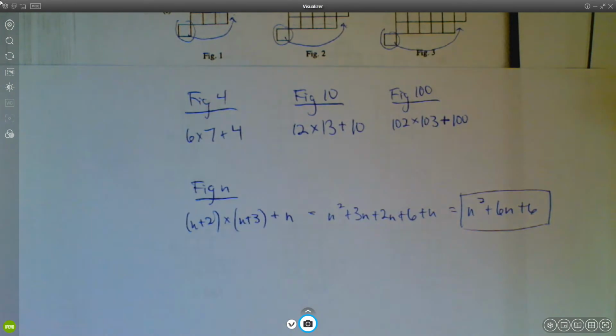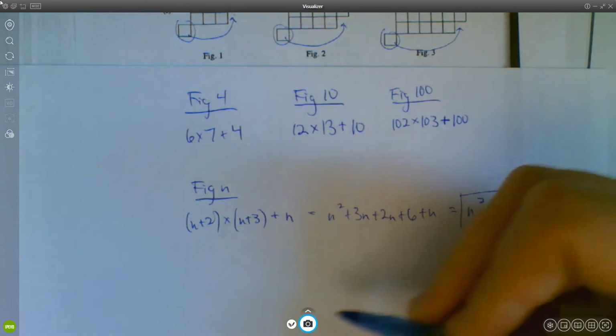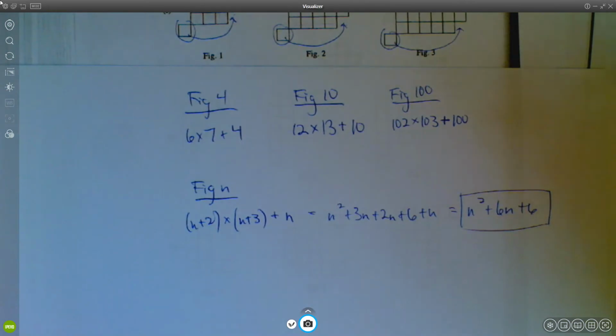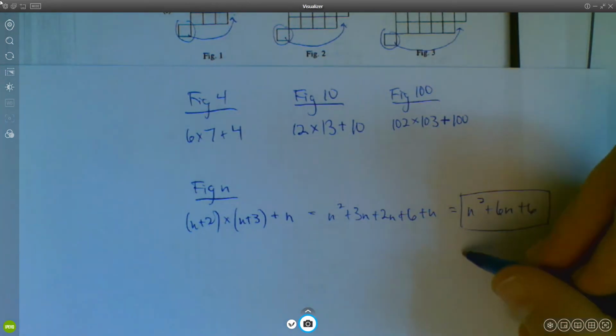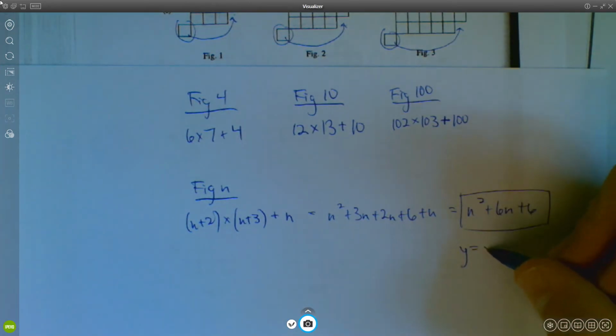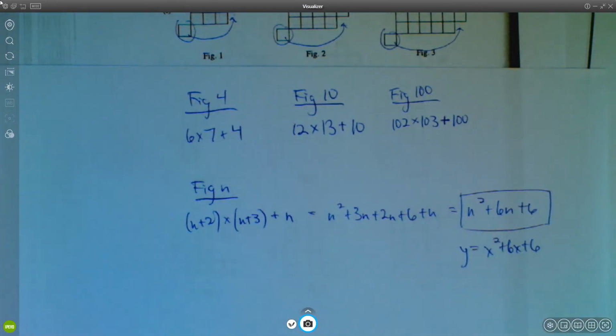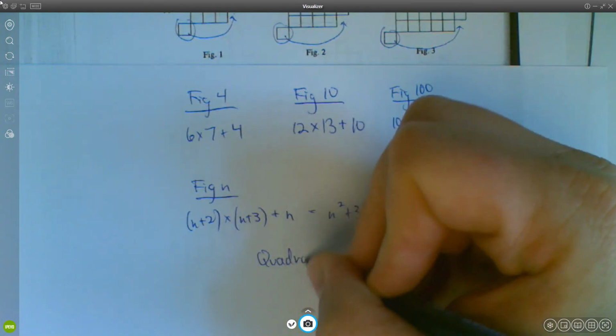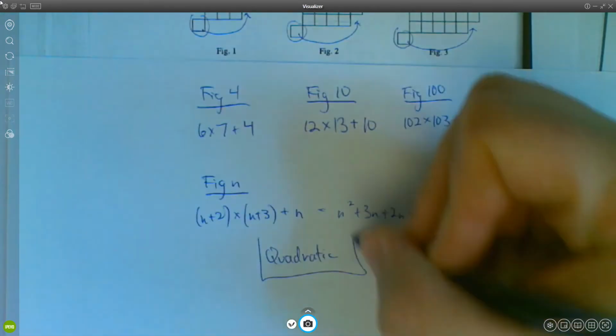It's definitely a quadratic growth, right? If you were to graph it, you would see that you don't get a straight line, you get a parabola. The amount of increase from one figure to the next is not constant, okay? And the equation for the graph is x squared plus 6x plus 6, right? So this is quadratic growth.